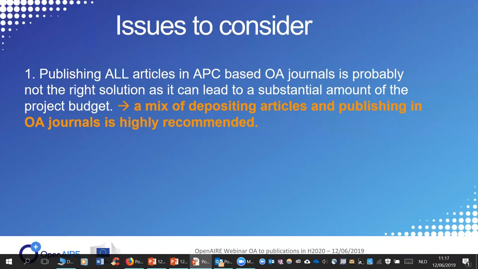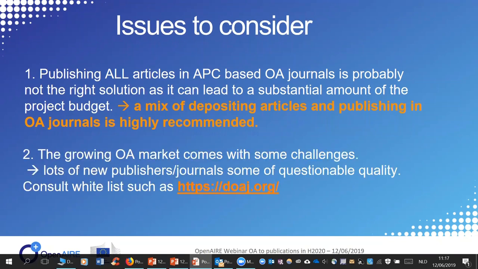Some issues to consider with open access journals, especially APC-based open access journals. So again, not all open access journals are APC-based. If you want to publish all your articles in open access journals with APC, the cost might be a bit steep. So you can mix depositing articles in an archive or a repository and publishing in an open access journal. And also, since there's money involved, there are always some cowboys on the market. That's also true for open access journals.